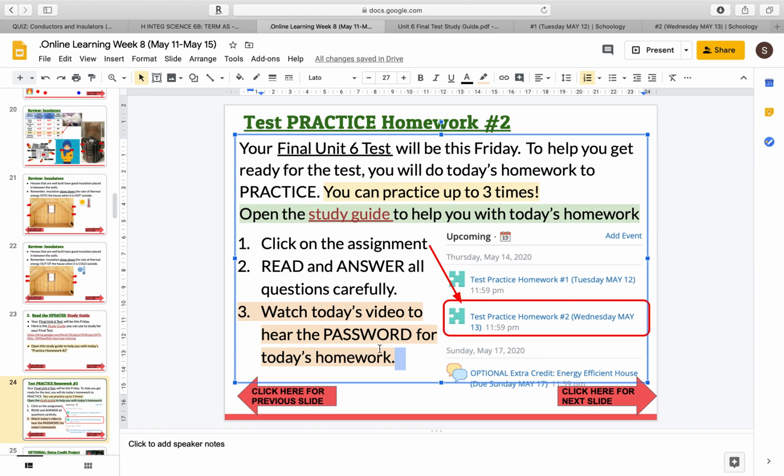Now the password for today's homework is practice2. Since this is our second one, you're going to write practice and then just put the number 2. There is no space in between. Just write practice and then the number 2. Just like this, there is no space in between them.